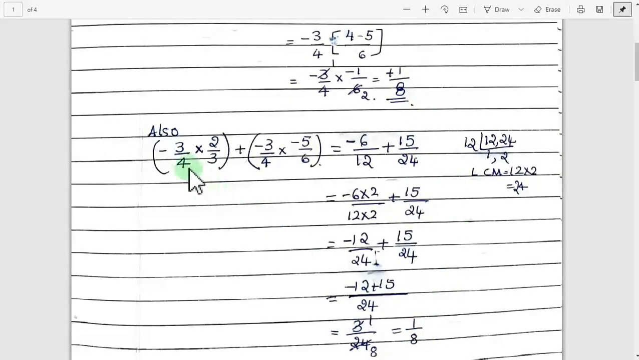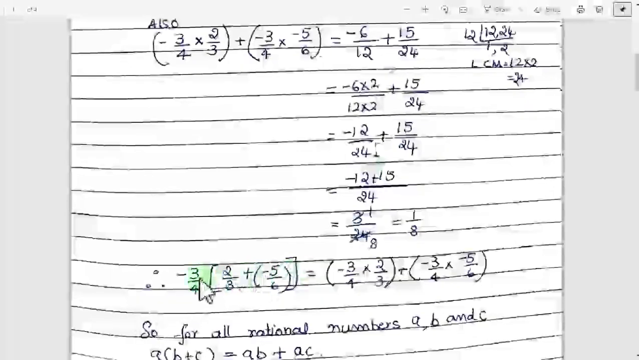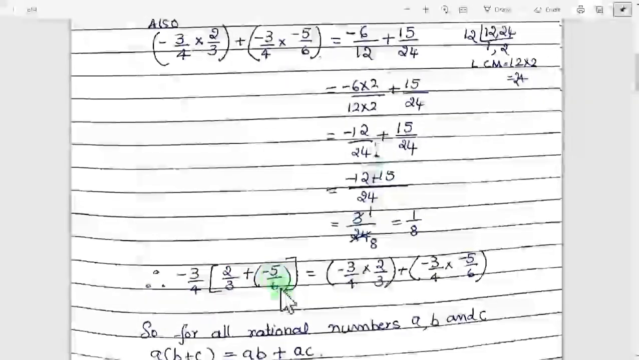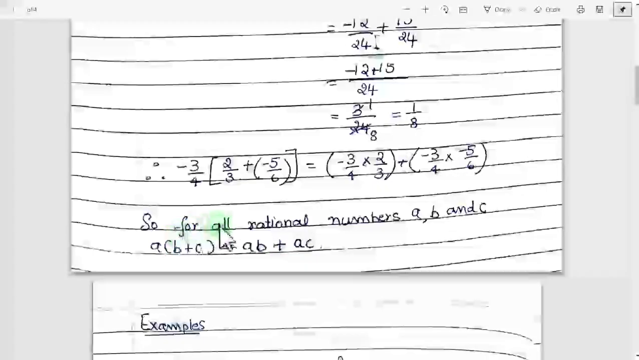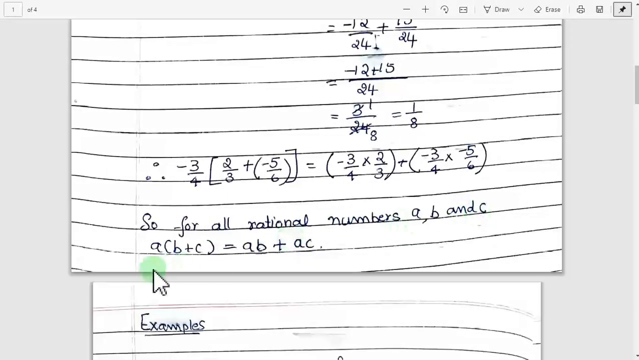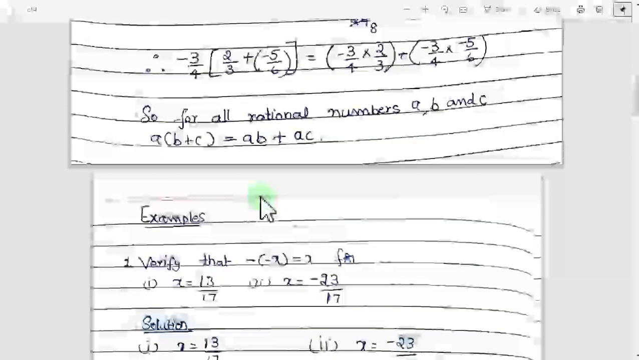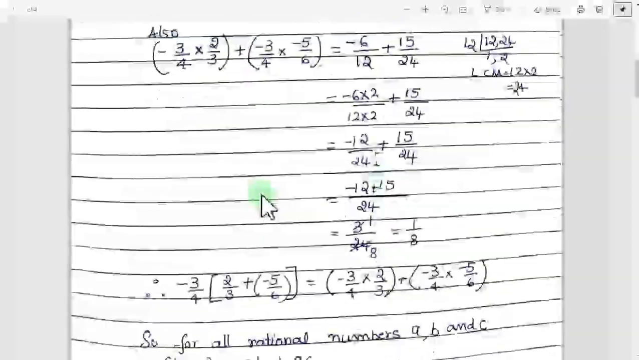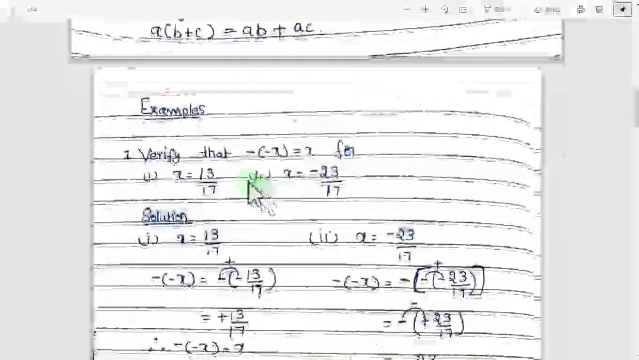In this way, if you group the first and second rational number multiplication plus the first and last rational number multiplication and then add, you will get the same answer. So what we can say, minus 3 by 4 into 2 by 3 plus minus 5 by 6 is equal to minus 3 by 4 into 2 by 3 plus minus 3 by 4 into minus 5 by 6. So in general we can write this way. For all rational numbers a, b, c, a into b plus c is equal to ab plus ac. Now this is the last property, the distributive property. Copy this in your notes. Next, example sums.